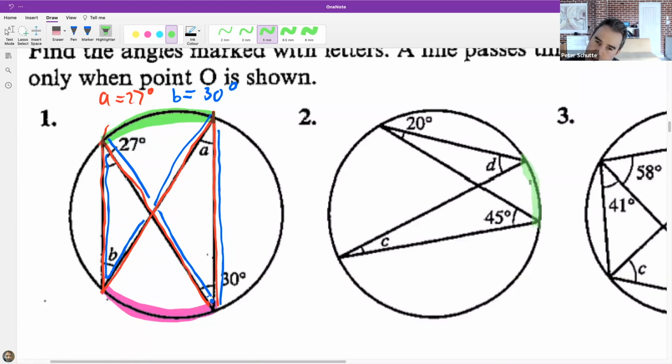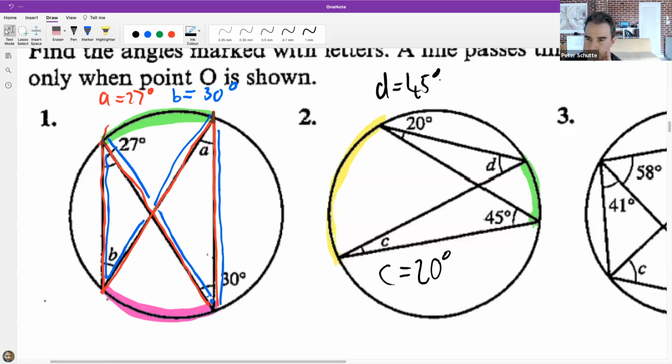So if I use the green arc, I think that could be very helpful in finding C. And to me, it looks like C has to be 20. And if I use the yellow arc, it looks to me like D should be 45 degrees.